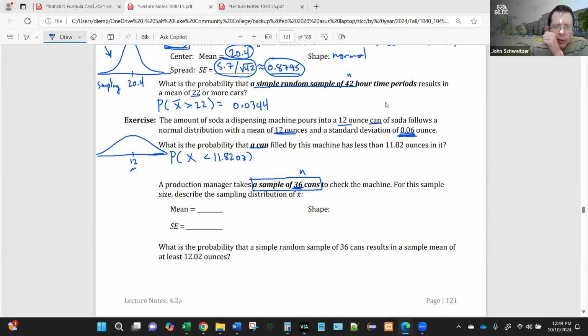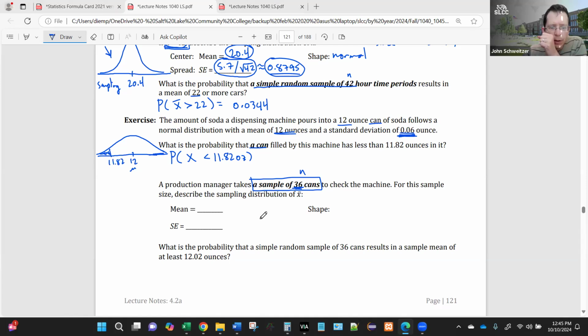If it's already normal, then we can just go right to the normal distribution, right? 11.82 is to the left of that, so maybe 11.82 is over here. If we're less than that, that's the probability, right? So we're going to open up GeoGebra there.